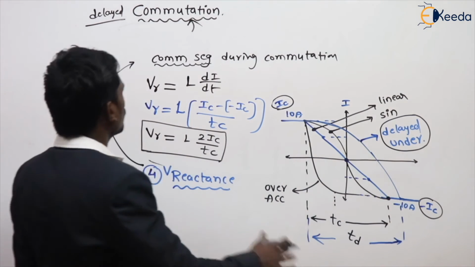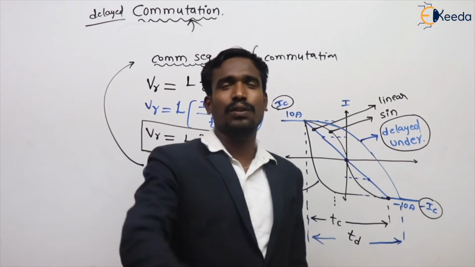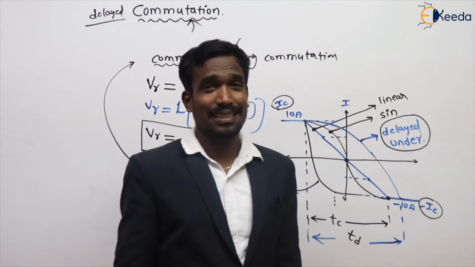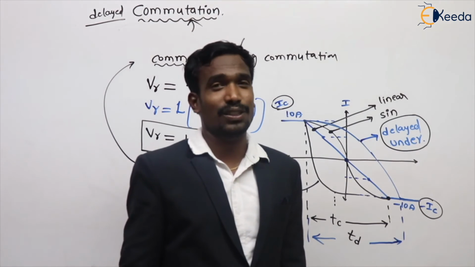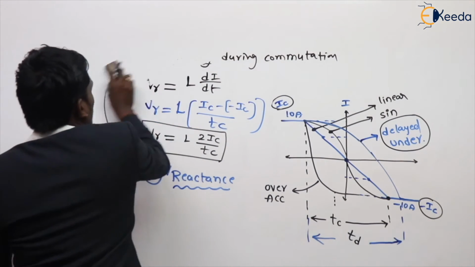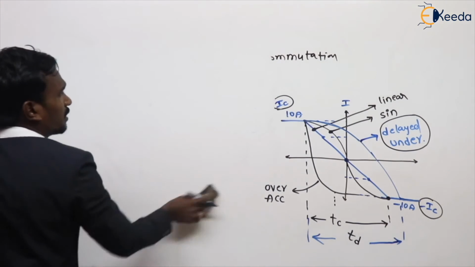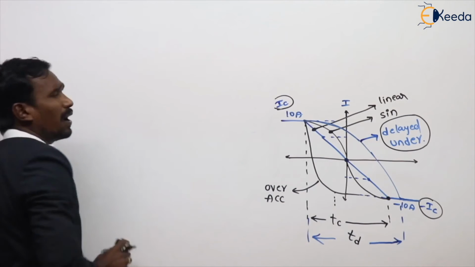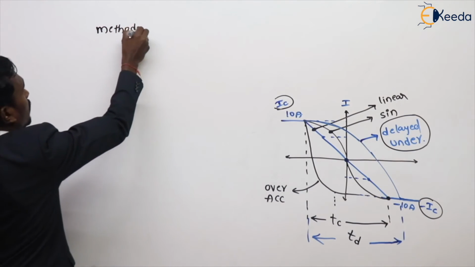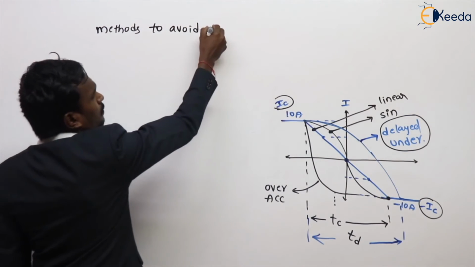Right? So up to now we discussed what is commutation, what is delayed commutation, and what are the reasons for delayed commutation. Now, remedies: how we can avoid this delayed commutation. Remedies are methods to avoid delayed commutation. That is our point. So what methods are there to avoid our problem?